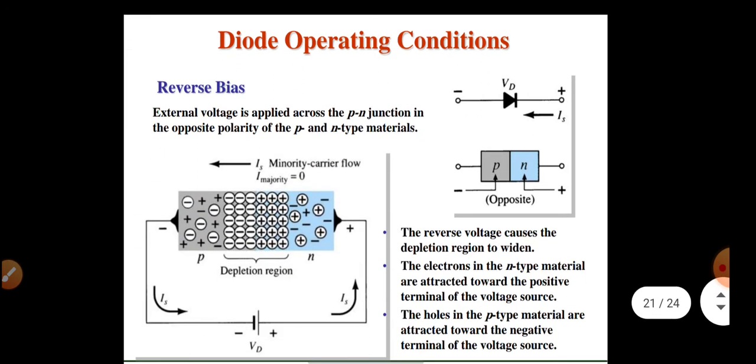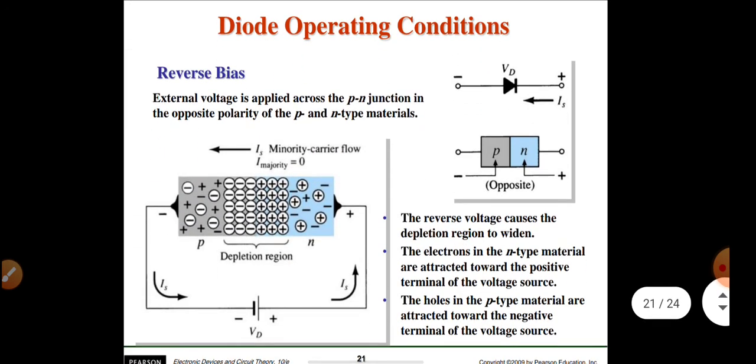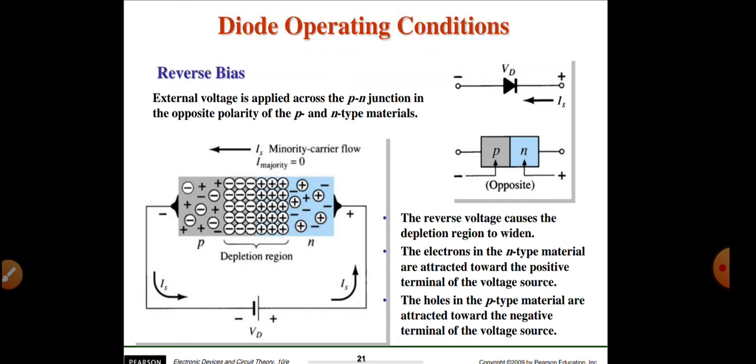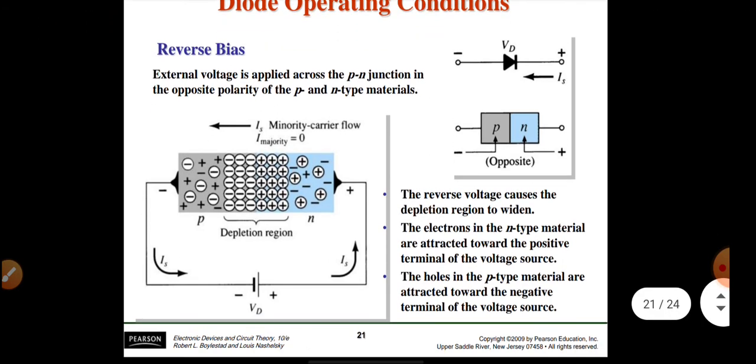The second operating condition is reverse bias. In reverse bias, we connect the p type to the negative terminal and the n type to the positive terminal. So this depletion region will widen. This is the symbol of the diode. This strip is for the p type connected, and this for the n type.